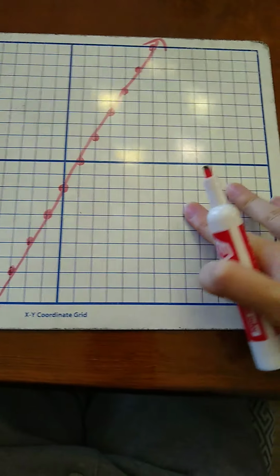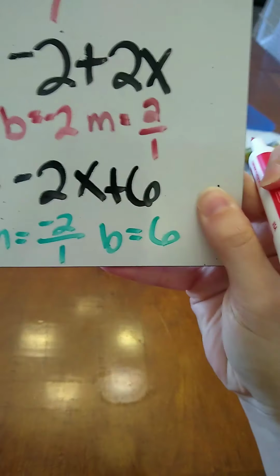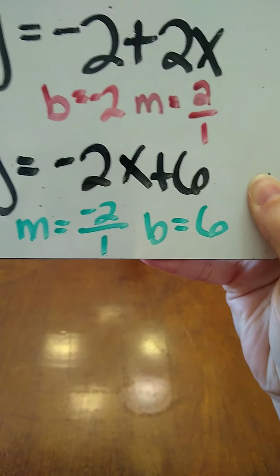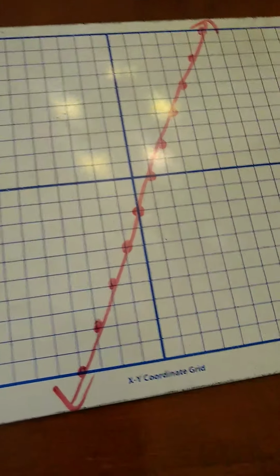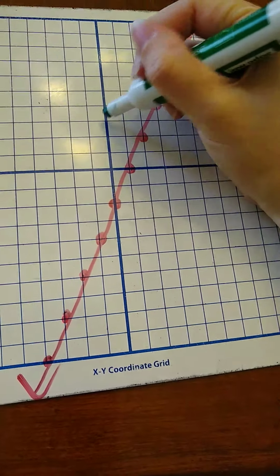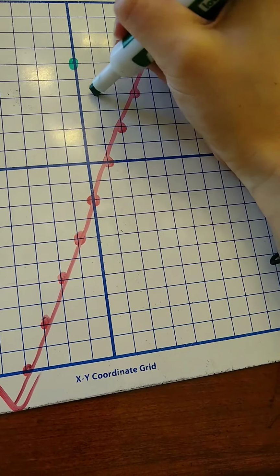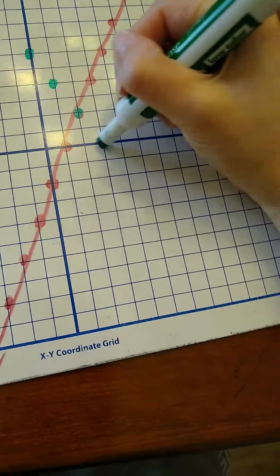My second line, I hope it didn't get erased. Haha, there it is. Starts at positive 6 and goes down 2 right 1. So I think I just erased it. Oh well. So I'm going to start at positive 6, and I'm going to go down 2 right 1.